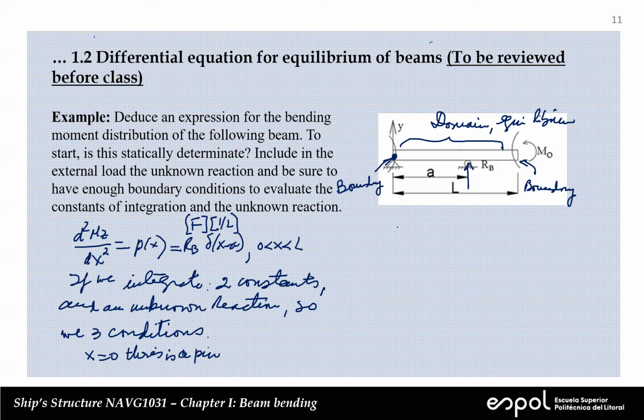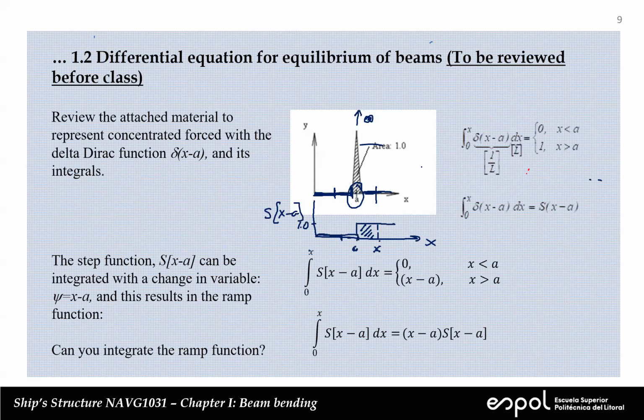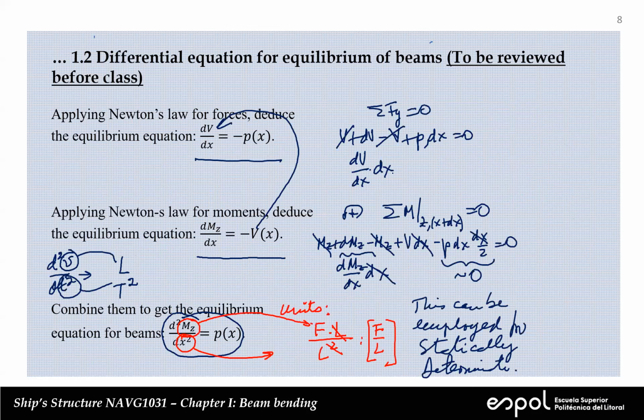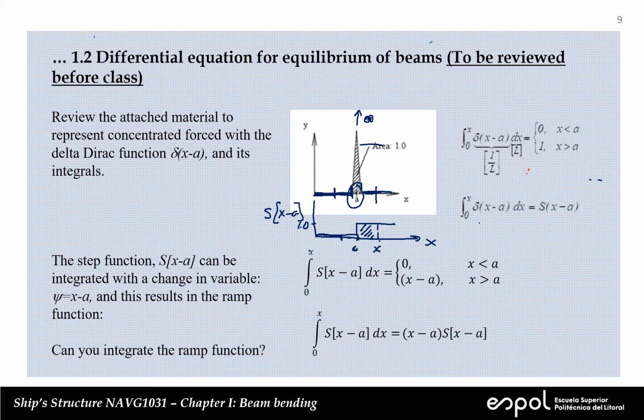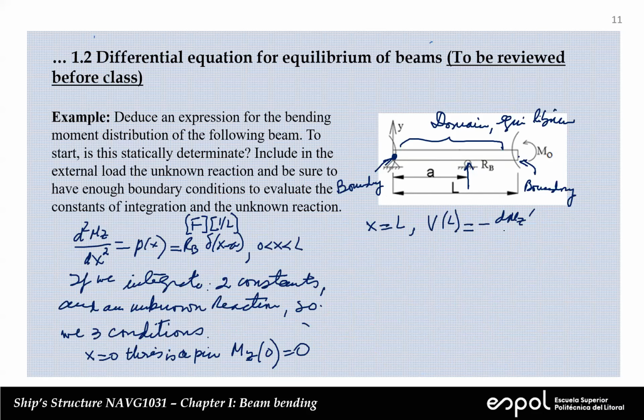On x equals L, see on this point here, the shear force is 0 because there's nothing here. I mean, if this point wants to move downward or upward, there is no support to avoid that motion. That means that the shear force has to be 0. But if we go back and recall that the shear force is equal to the negative of the first derivative of the bending moment, we can say here that the shear force at L is equal to the negative of the derivative of the bending moment at L, and it is equal to 0. So that's another condition. And finally, we have this external moment.